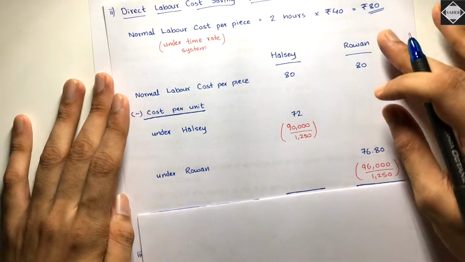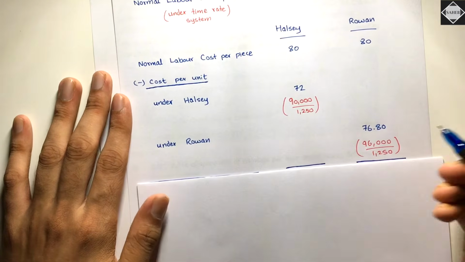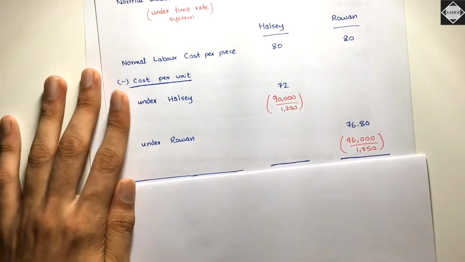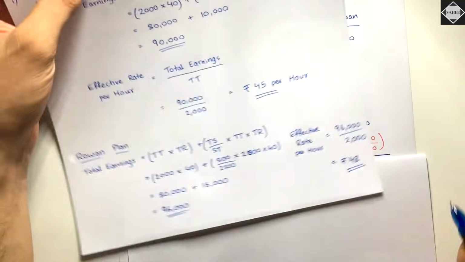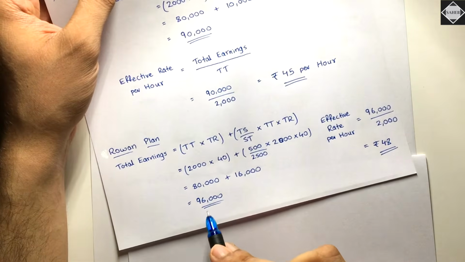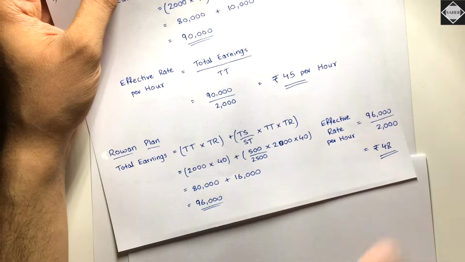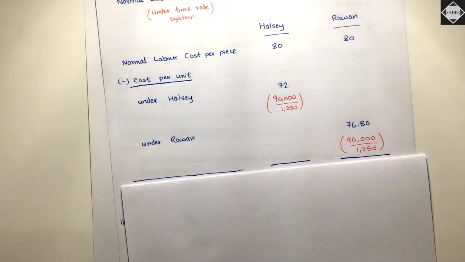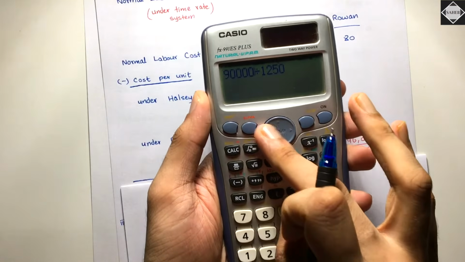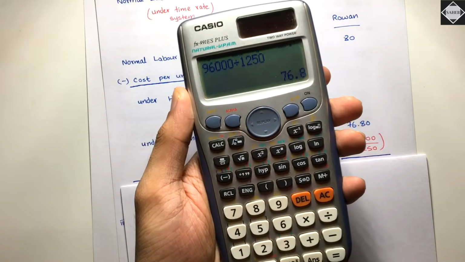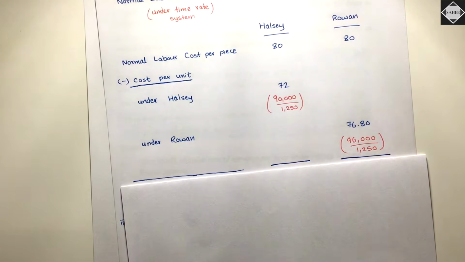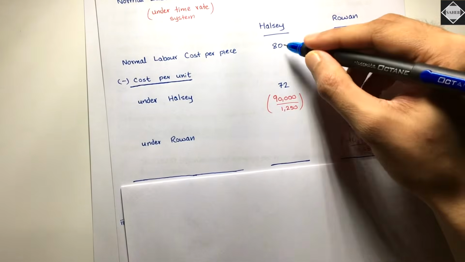And then under Rowan the same way you have to do. It's 76.8. How did I get that? The same way. See here, the total earnings under Rowan were 96,000, right? 96,000 is the total wages you have to pay to your 10 workers to produce 1,250 units, the same number of units. So 96,000 divided by 1,250 equals 76.8. 76.8 is the labor cost per piece under the Rowan scheme. Is it clear? Then you have to subtract old minus new.